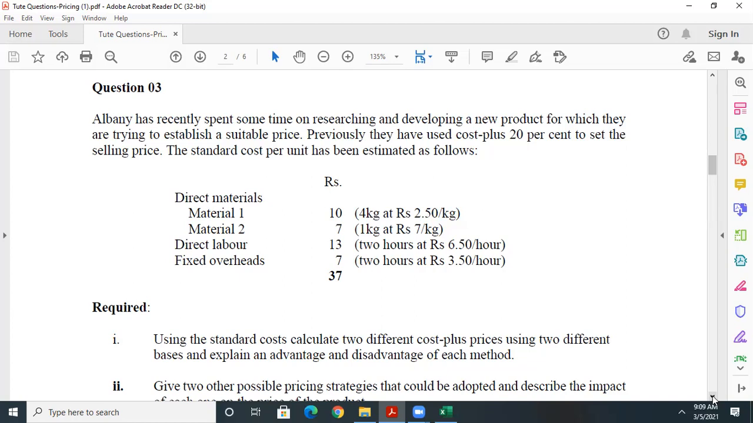When you come to the application, you can go by the full cost, or the other one may be the variable cost. So by taking that, you are supposed to work out the two prices and then discuss the advantages and disadvantages.